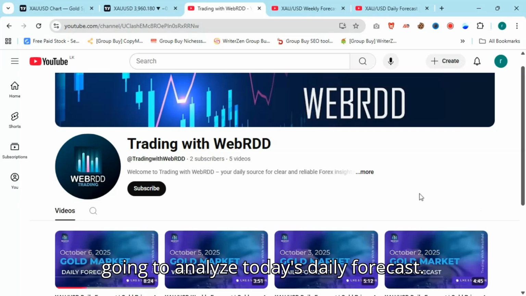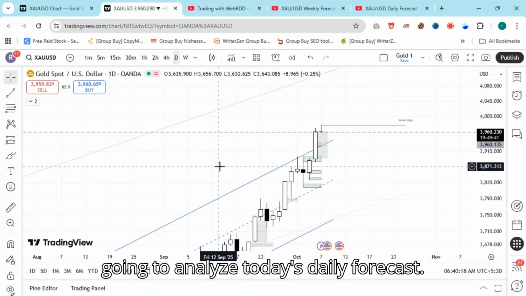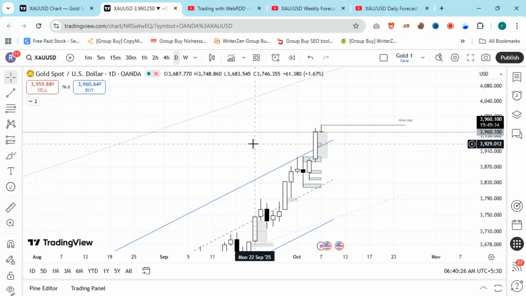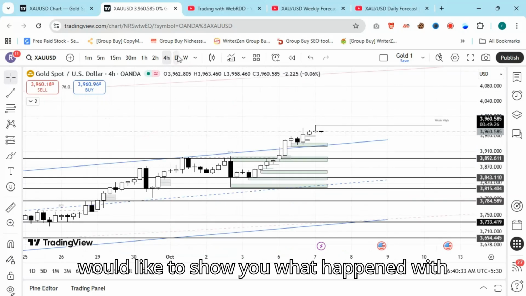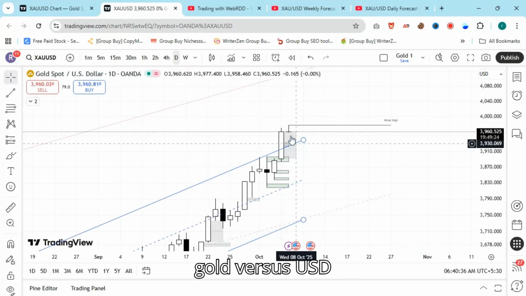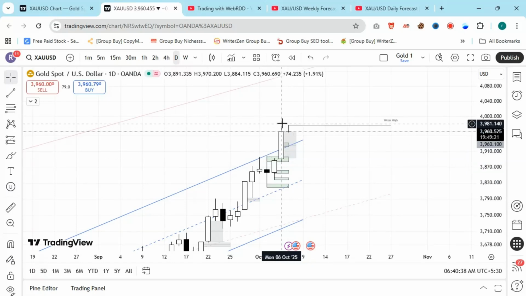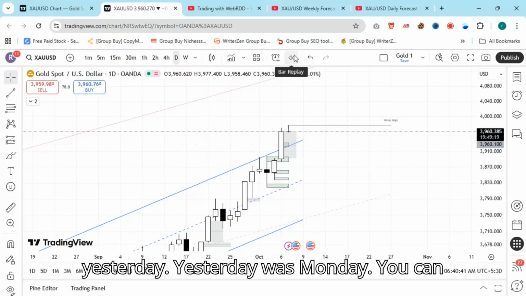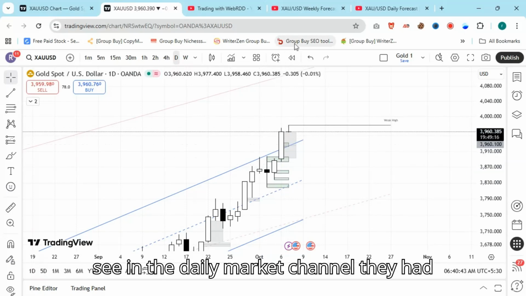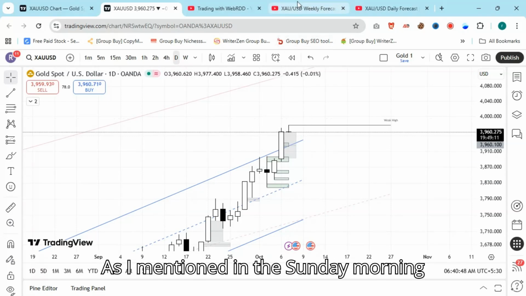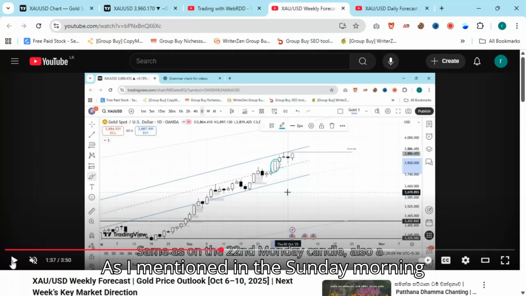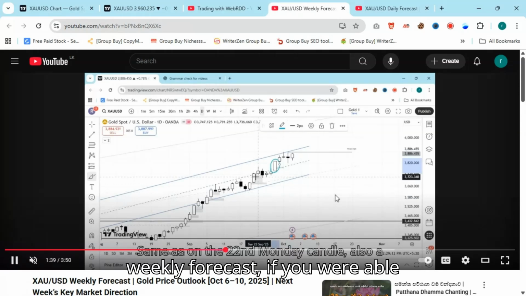We are going to analyze today's daily forecast. Before I dive into today's market, I would like to show you what happened with gold versus USD yesterday. Yesterday was Monday. You can see in the daily market channel, they had big bullish candles on Monday, as I mentioned in the Sunday morning weekly forecast.